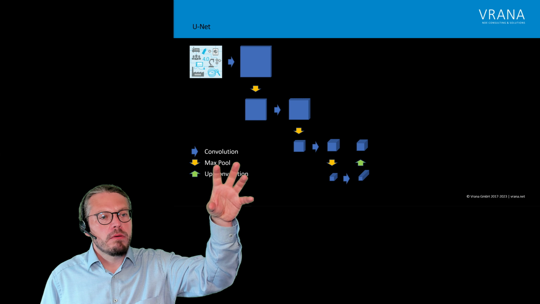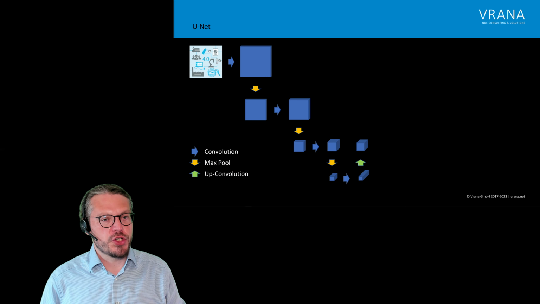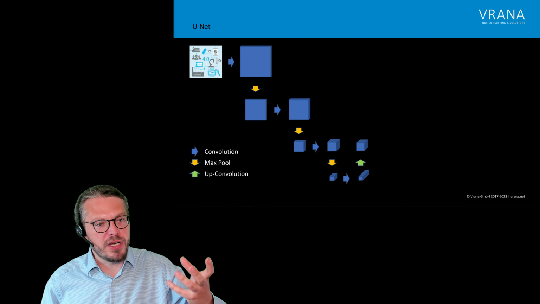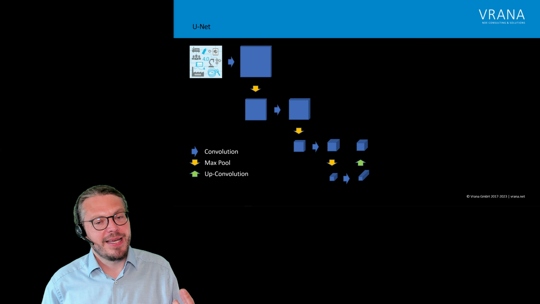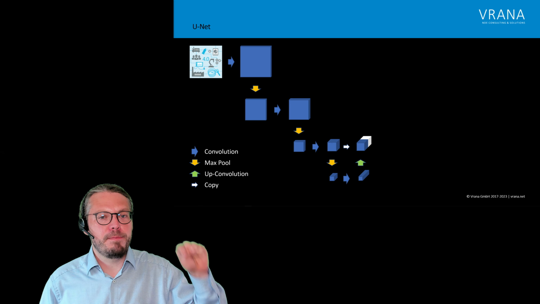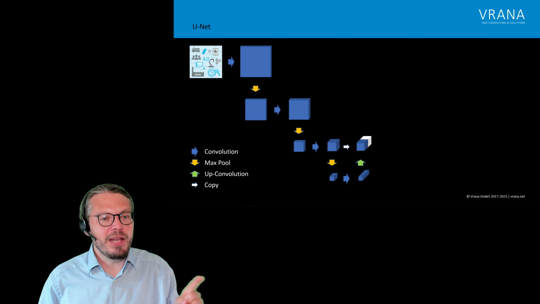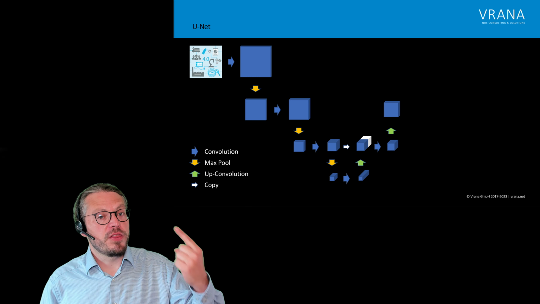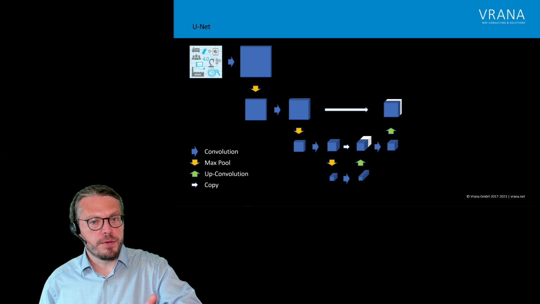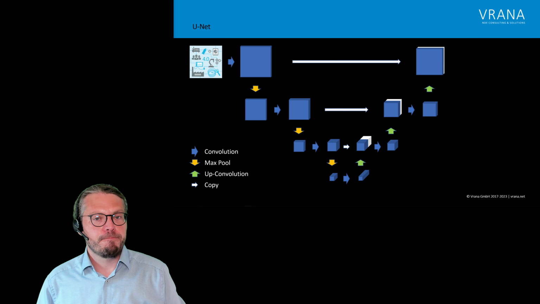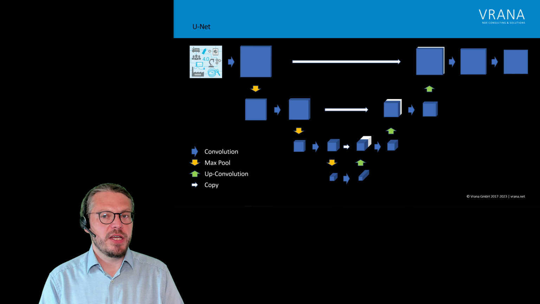Now, we have done all this feature extraction, but perhaps we want to have more information from the original image to do a segmentation. And this is actually why we copy over the stuff we had before. And then we continue working on that information. Do another convolution, do another upconvolution, again copying over. Another convolution, another upconvolution, another copying over. And finally, we are getting towards our final segmented image.